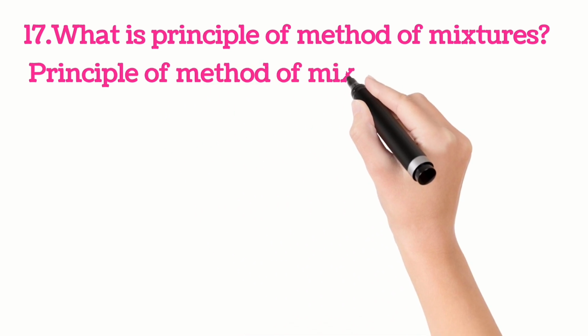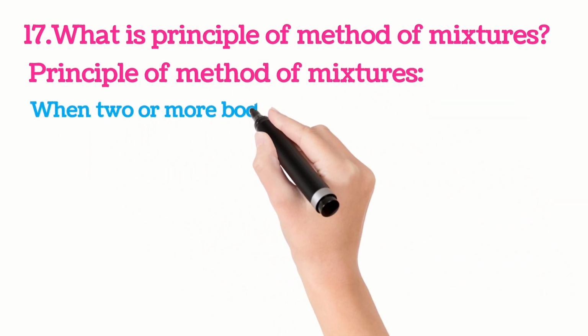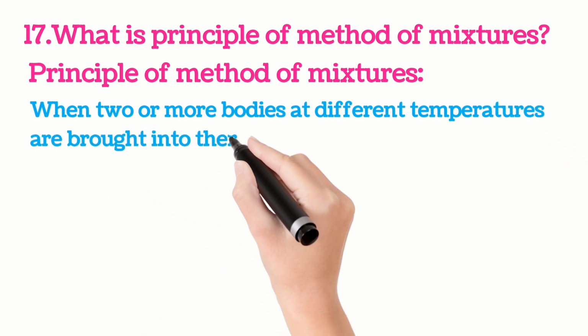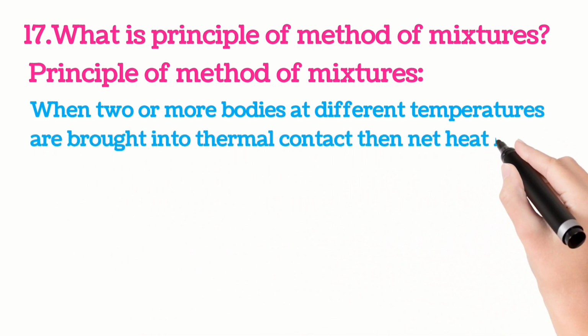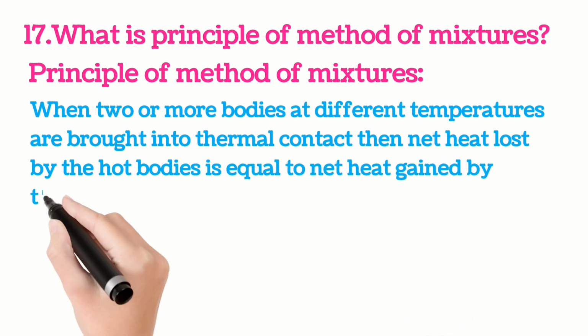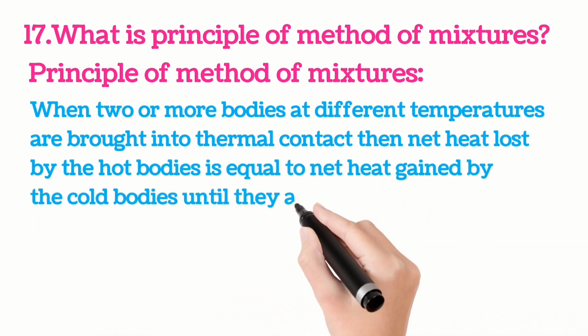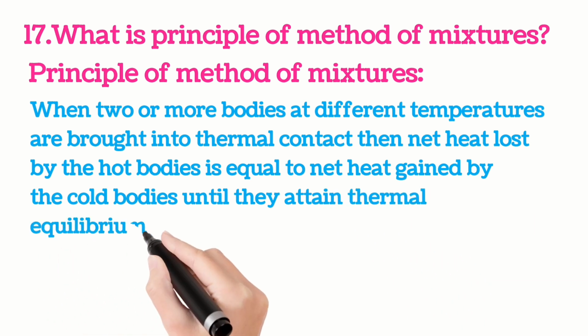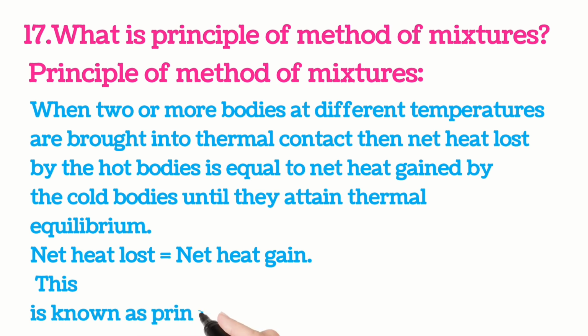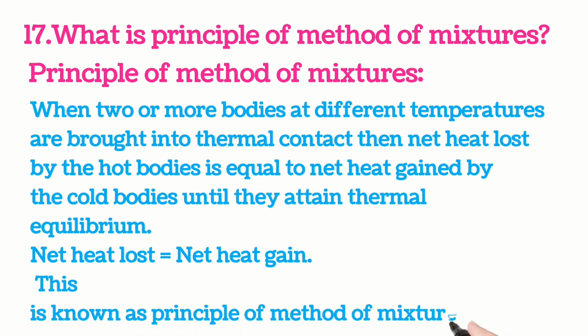What is the principle of method of mixtures? When two or more bodies at different temperatures are brought into thermal contact, then the net heat lost by the hot bodies is equal to the net heat gained by the cold bodies until they attain thermal equilibrium. Net heat lost is equal to net heat gain. This is known as the principle of method of mixtures.